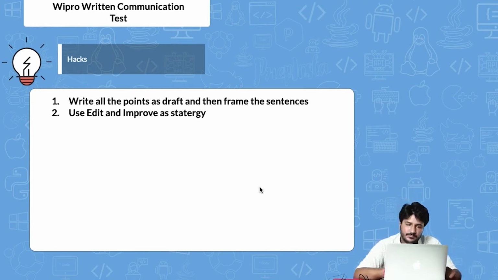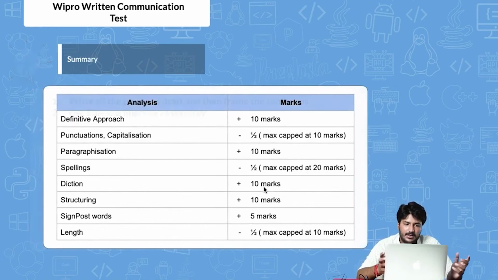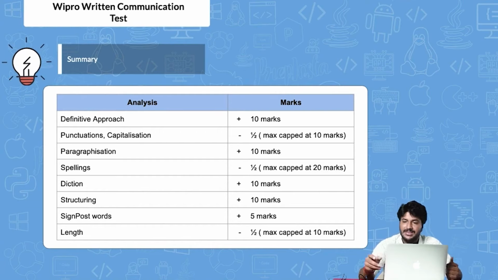That is better, right? Then I want you to take a screenshot of this page. So this is the summary of everything that is there in the analysis, the number of marks that you're going to get, and the negative marking or the positive marking of each. One thing that I forgot to mention here is grammar, and that's my bad. I did not include that in the slide, but this is basically 10 marks.